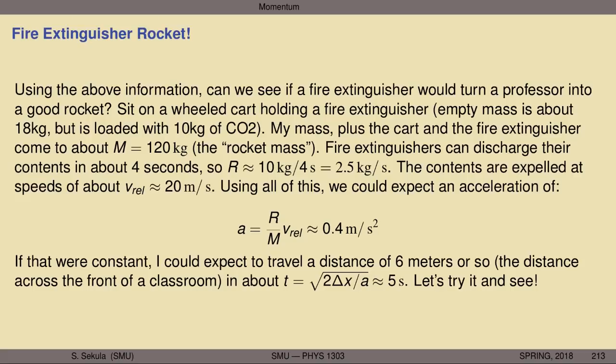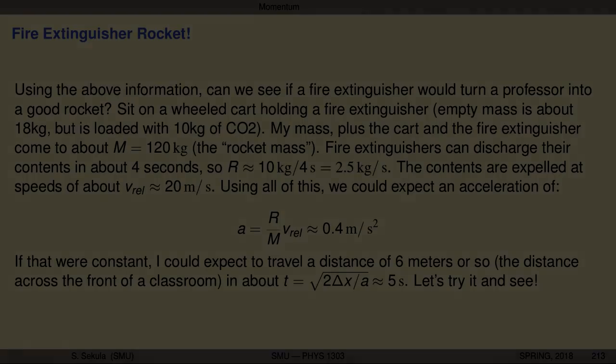So if I sit on a cart with a fully loaded fire extinguisher, and I brace myself around the fire extinguisher and aim it backward and pull the trigger, and I can get that thing to go for 4 or 5 seconds of exhaust, I should be able to push myself 6 meters, almost the full distance across the front of the lecture room. I say, let's try it and see what happens.